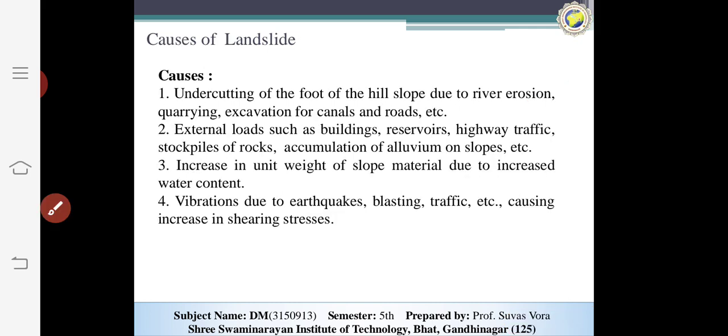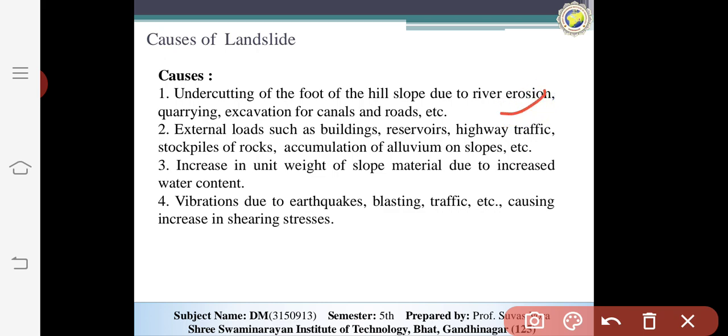Now let us discuss the causes of landsliding. So the first one is undercutting of the foot of the hill slope due to river erosion, quarrying, and excavation for canals and roads, etc. It means that in the hills, if we make a road inside the hills, at that time landsliding will arise.